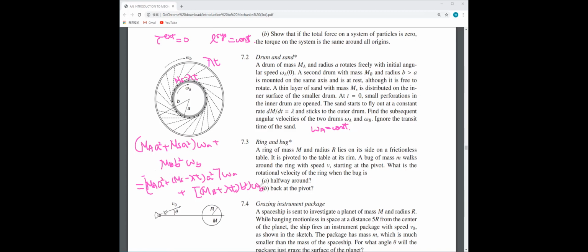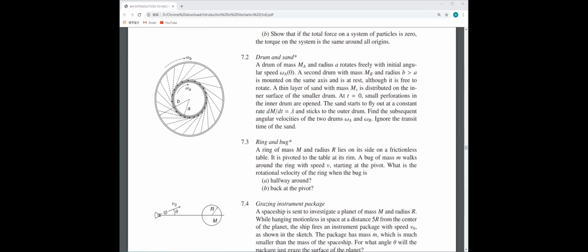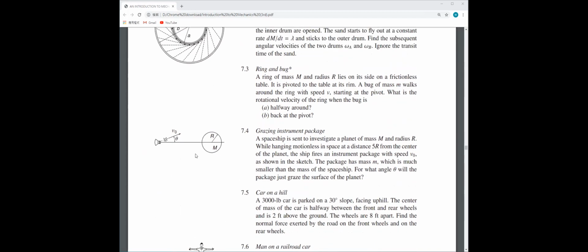So that's how you relate the angular velocities omega A and omega B. You know that omega A is a constant, but the final angular velocity omega B is not a constant. So that's how we do this question. If there are no questions, then let's go on to 7.4. Let's have a look first.